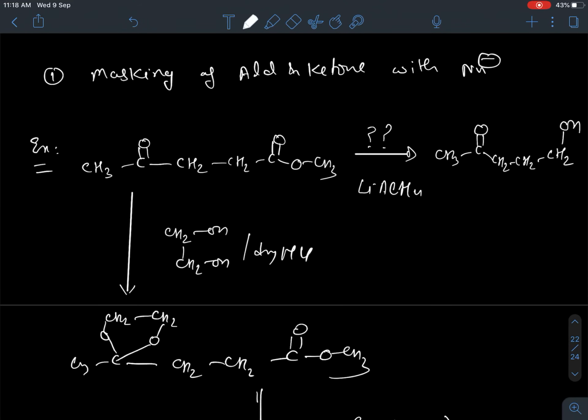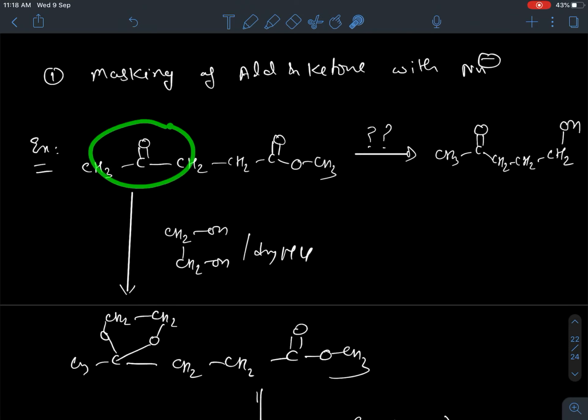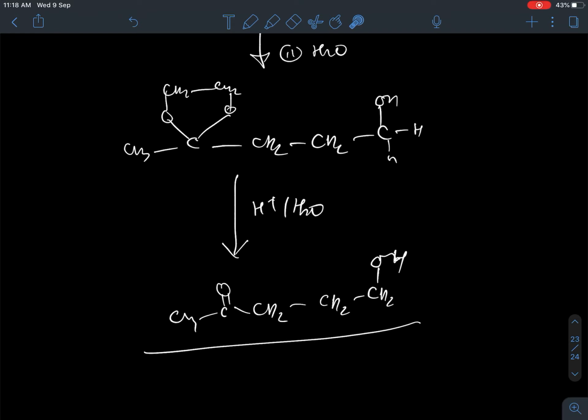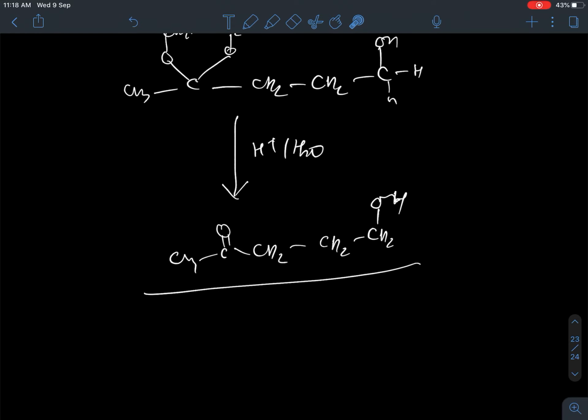So the best way is not to directly use lithium aluminum hydride, rather first protect this group by using this and then attack. So this is very, very important, right? Very important when we are doing some conversions. So many such reaction will come and many such reaction we will see. So for today that's enough. For other nucleophile we will see some other day.